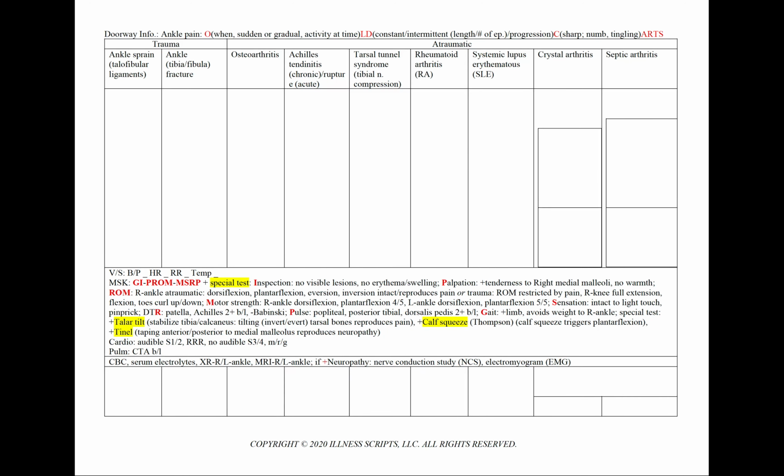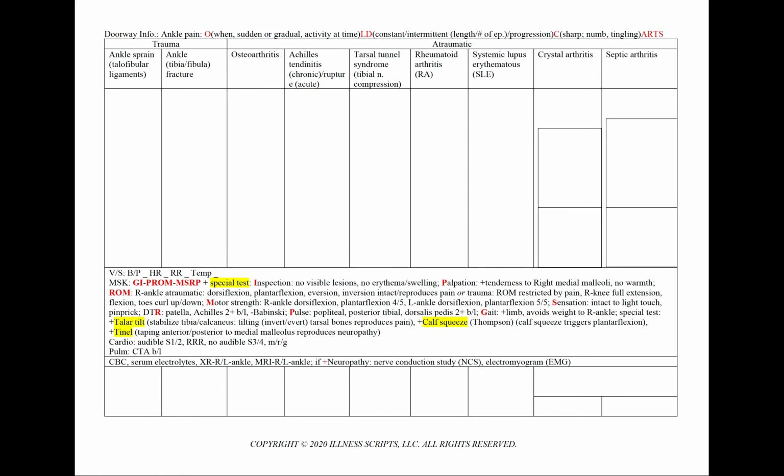For a case of ankle pain, using our mnemonic OLD CARTS, we'll note the onset, or when did your pain start? Did it come on suddenly, or was it more gradual? And do you remember what you were doing at the time? For the location, we'll ask our patient to point with one finger. As we've been seeing with all of our extremity cases, the location alone often gives us a differential.